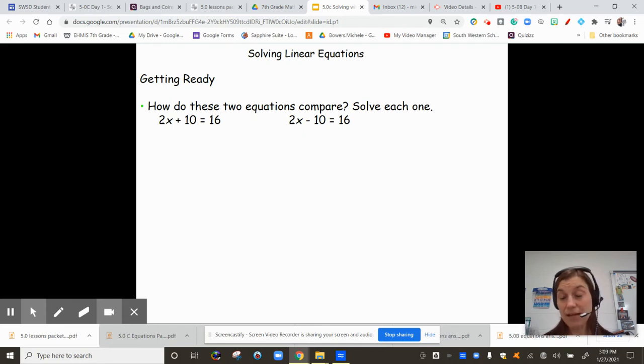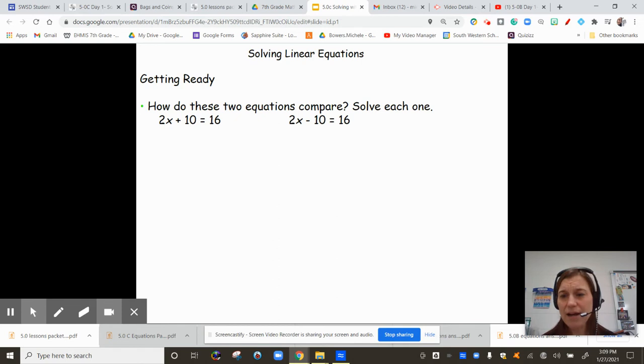So then they're the same, but not really, because in the first equation, you're adding 10 to 2x in order to get up to 16. But in the other equation, you're doing 2 times the number, then you're subtracting 10, and the result is 16. So x cannot be the same number in both of these equations. We should be getting different answers.